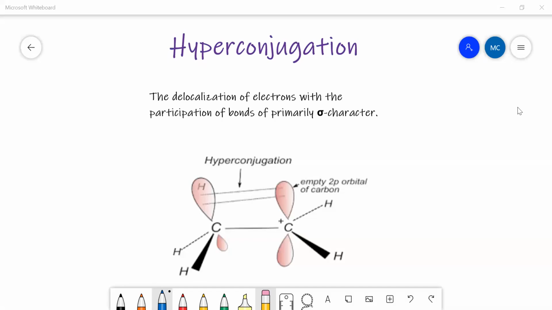So in this video, which will be a short 5-minute video, today we're going to be speaking about hyperconjugation. Now, hyperconjugation is something that normally in the past, especially up to A level, you would have spoken about as the induction effect, okay, pulling or pushing of electrons. But in reality, this has more to do with overlap of orbitals than electronegativity. And in fact, hyperconjugation is defined as the delocalization of electrons with the participation of bonds which are primarily sigma character.